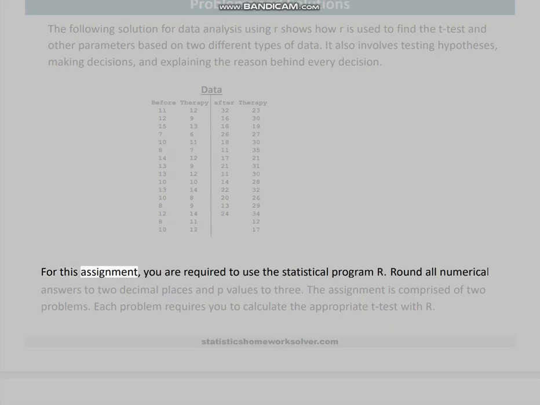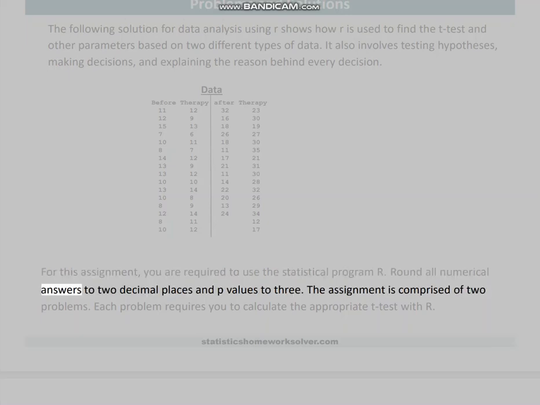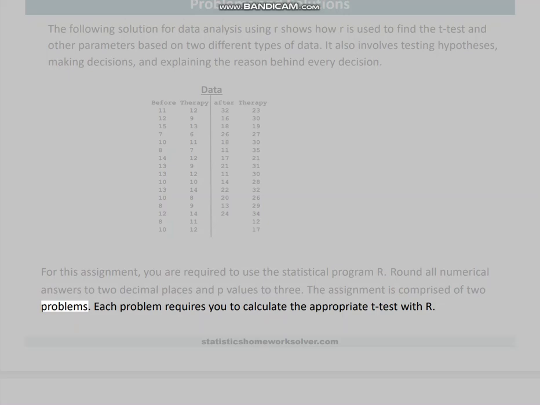For this assignment, you are required to use the statistical program R. Round all numerical answers to 2 decimal places and p-values to 3. The assignment is comprised of 2 problems. Each problem requires you to calculate the appropriate t-test with R.